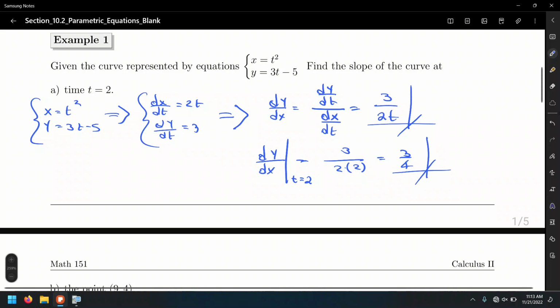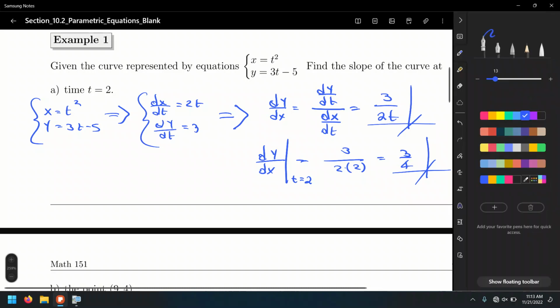So very straightforward. Just take a couple of derivatives, and just be careful of dividing in the correct order: dy/dt over dx/dt, not the reverse. All right. So let's see. What about this? So what's the next example?